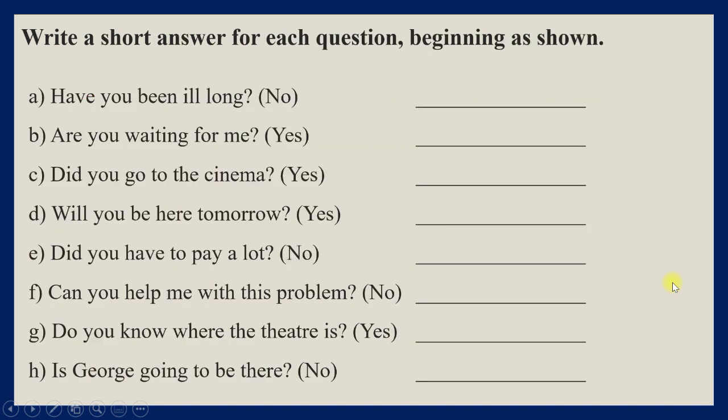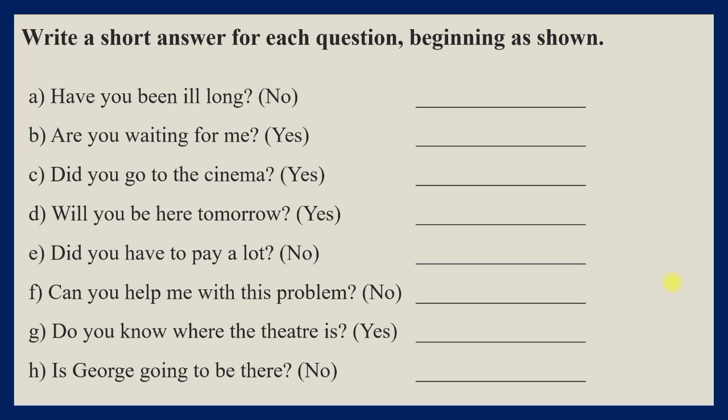Next exercise, and the last one. Write a short answer for each question, beginning as shown. Again, as a reminder, we use the same auxiliary verb in positive or negative. It depends on our answer. If it is positive, we use the positive form, negative, the negative form. You need to use the same auxiliary verb in the question.